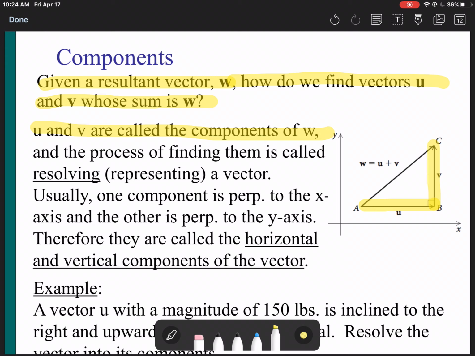of your vector w. I mean, because there's other combinations of vectors that would give you vector w. Those are not unique, but they are the horizontal and vertical components. Right? So if we have those vectors acting upon each other at right angles, what is the resultant? So we call this resolving a vector or representing a vector, where we're finding its components.